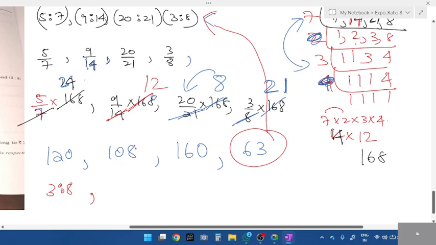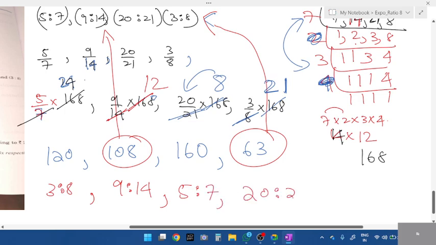Next, which is the smallest number? All of you will respond. 100. For 108, what is the corresponding value? Yes, tell me the next one. For 120, what do we have? Then for 160, 20 is to 21. Is the answer correct?